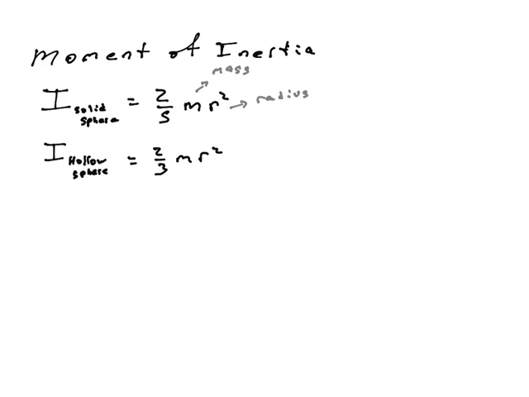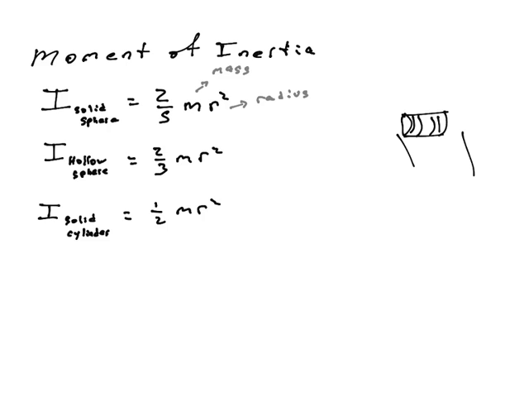Okay, what else? Well, maybe there's the moment of inertia for a solid cylinder. So a cylinder looks like this. Let's say it's solid, and that thing's rolling down a hill or something. So the moment of inertia for a solid cylinder is 1/2 mr squared.